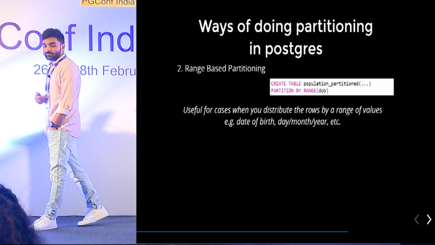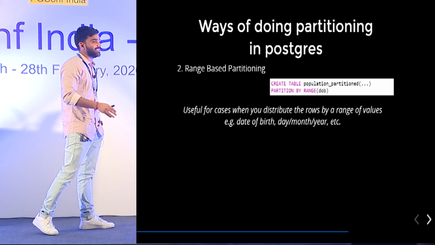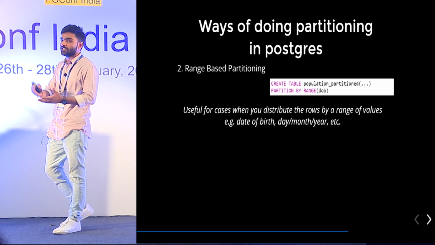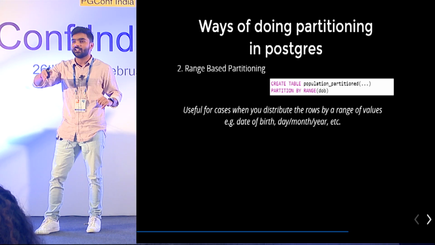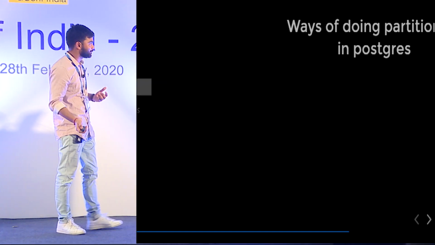The other is range-based partitioning, where you can partition by range of values. Those can be like date of birth, day, month, year. You can say, for example, that you partition by January data in one table, February data in one table, March data in one table. So that is the range-based partitioning that Postgres provides.